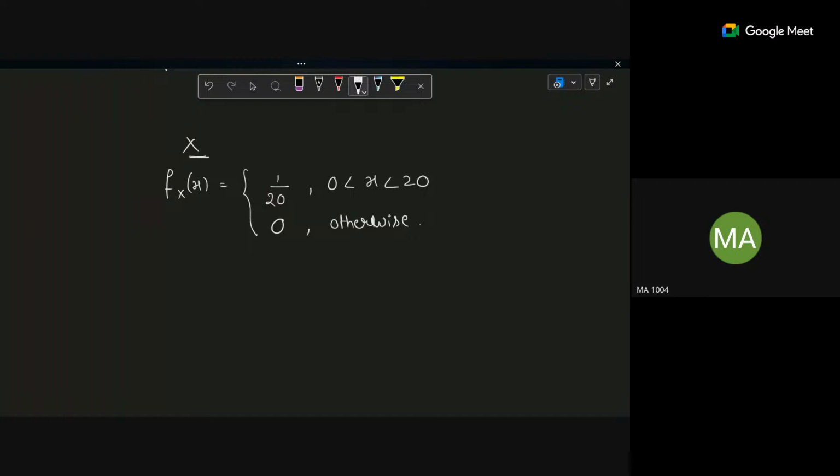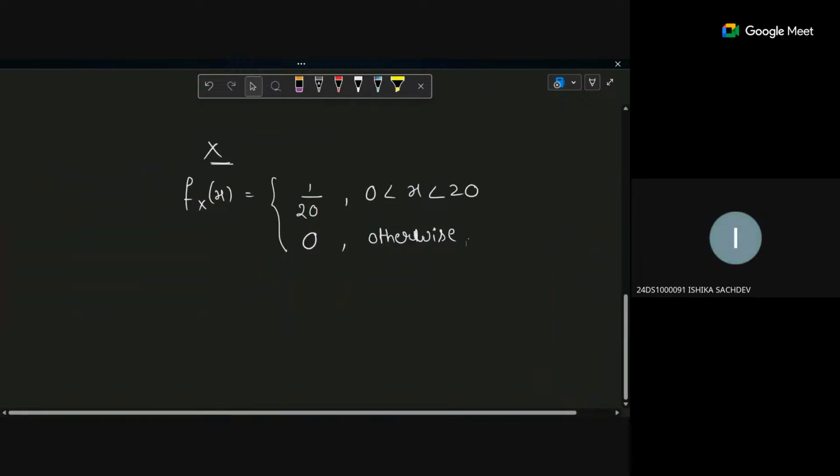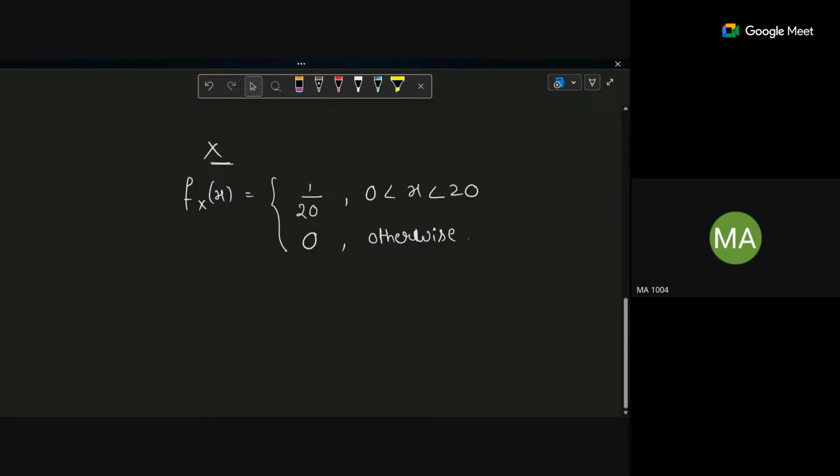First, my question is, how did you check whether X is continuous or not? Ma'am, it's uniform, because this is time, from 0 minutes to 20 minutes. Is that the reason? We say X is a continuous random variable if its PDF is continuous. The PDF is given to you, and it's continuous on the range 0 to 20, right? Yes, ma'am. So that should be the reason X is a continuous random variable.